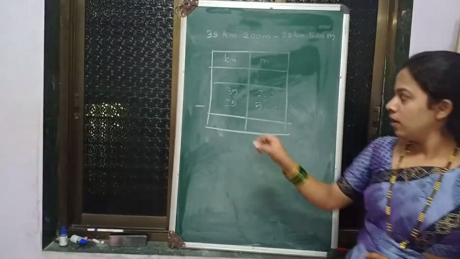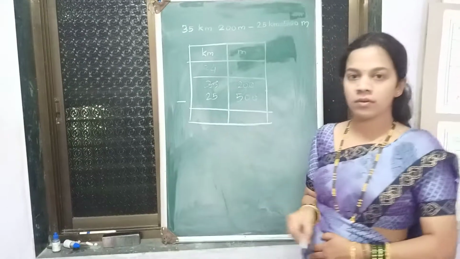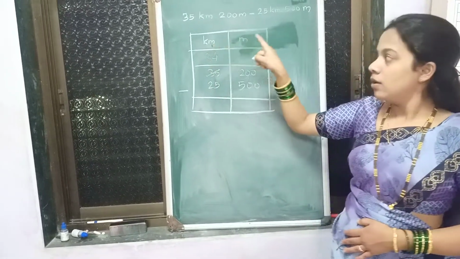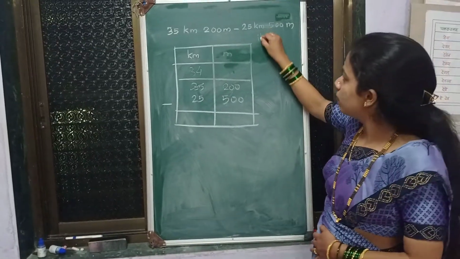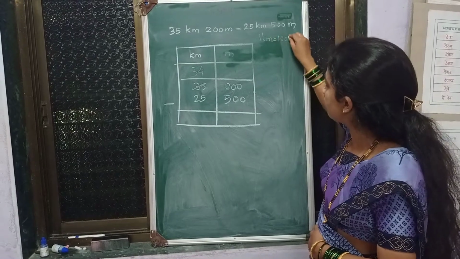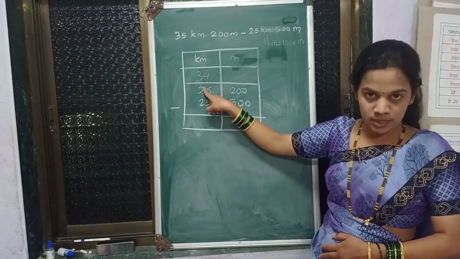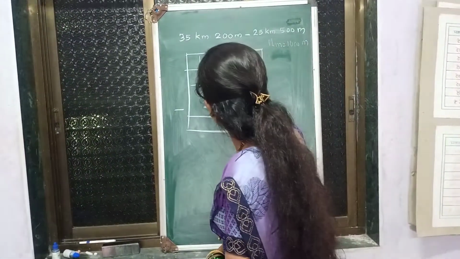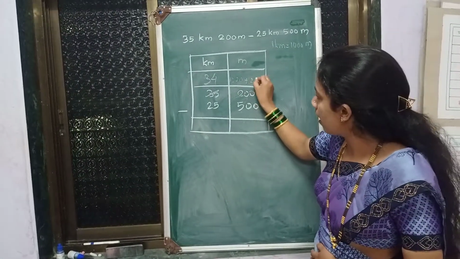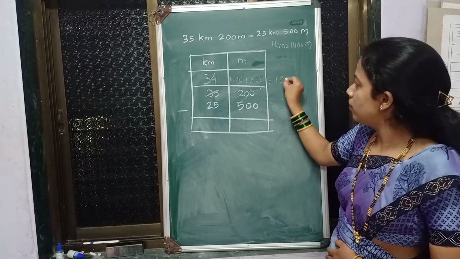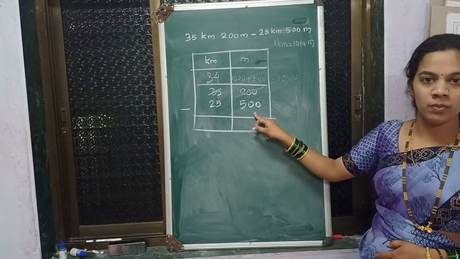Earlier I have told you one thing. From this 35 minus 1. 35 minus 1 will be how much? 34. That 1 kilometer you are going to add over here. 1 kilometer when it will be converted into meter, what will be the answer? 1 kilometer is equal to how much? Can you tell me? Yes, it is 1000 meter. So that 1 kilometer which I have cancelled from this, I am just going to add over here. That is 1000. This 200 I am going to add over here. So my answer will be how much? 1200. Fine.